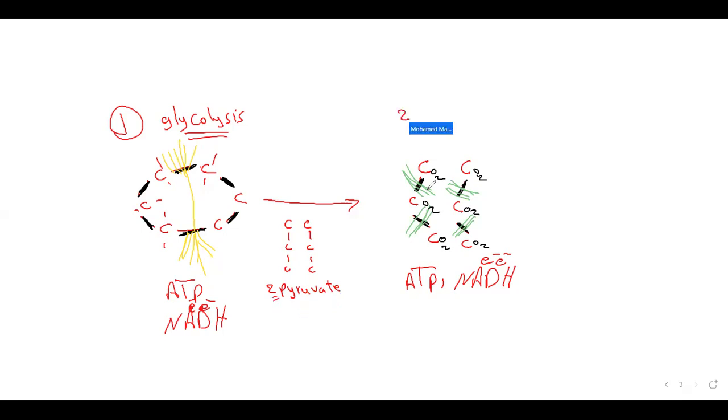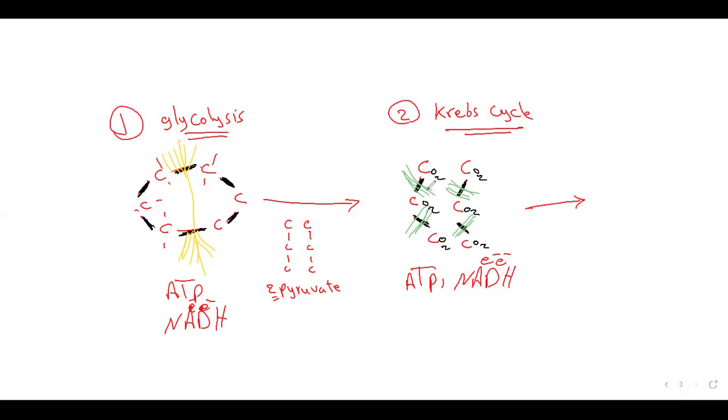Then the second step, we break down the pyruvate into carbon dioxide. The second step is named the Krebs cycle. What is the Krebs cycle? We break down the pyruvate and we get carbon dioxide as a result. Okay, now we got the energy, we broke down the glucose totally, and we got our energy.